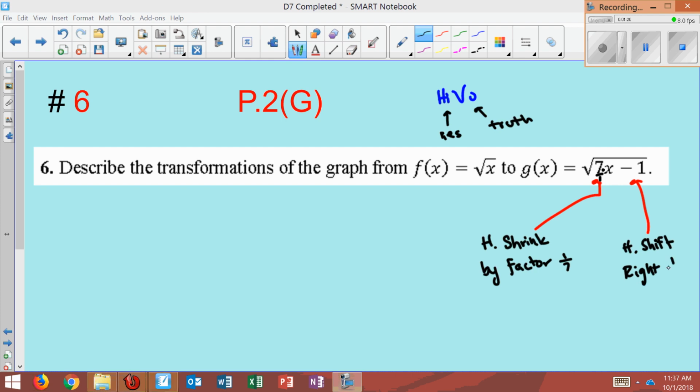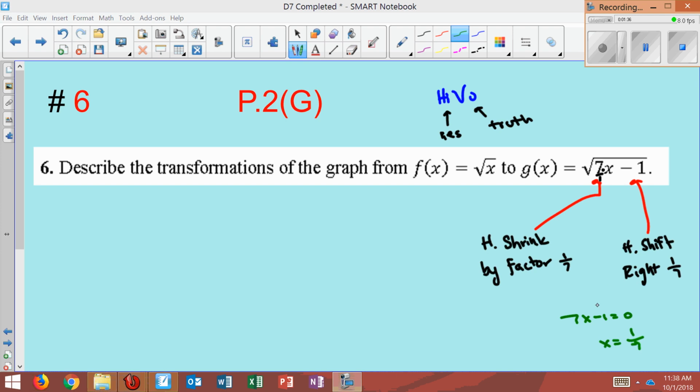Why 1/7? Well, you can think of it as one of two ways. One is you could say 7x minus 1 equals 0. And if you were to solve, you'd find out it's positive. This 1 goes over, and then you divide by the 7. So it's positive 1/7, which is right 1/7.